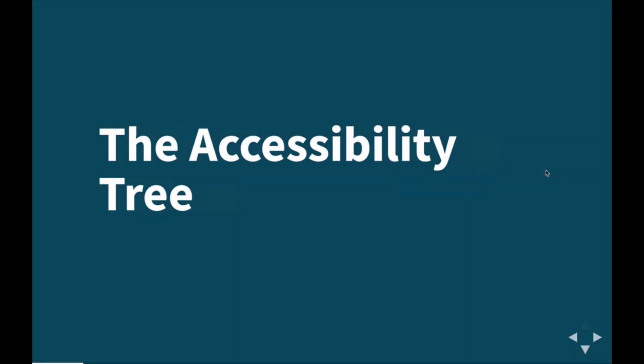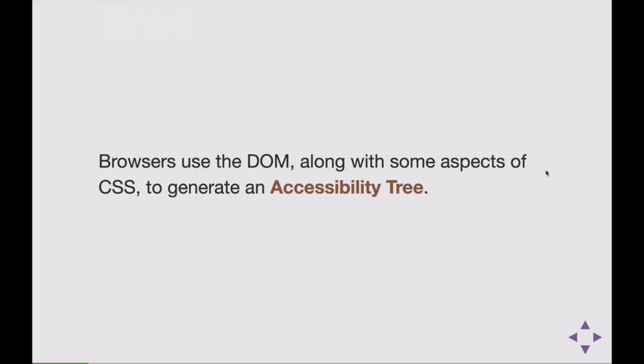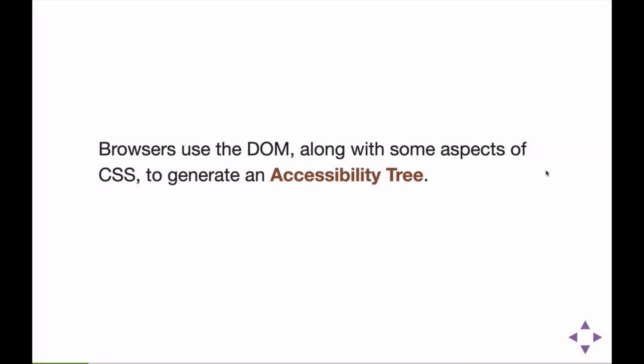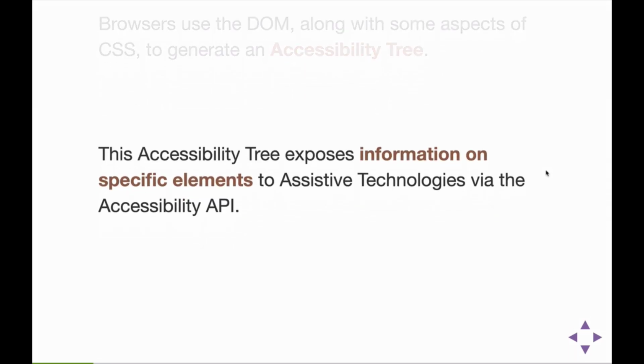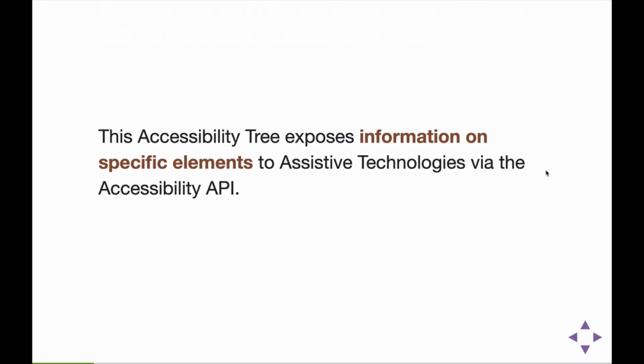So now we get to the meat of the sandwich. The accessibility tree. What the hell is it? Well, browsers use the DOM, along with some aspects of CSS, to generate this thing called the accessibility tree. As we saw in that diagram, first of all is a DOM, and that starts to generate the accessibility tree. The accessibility tree exposes information on specific elements to assistive technologies via this accessibility API, or each individual accessibility API in that browser.